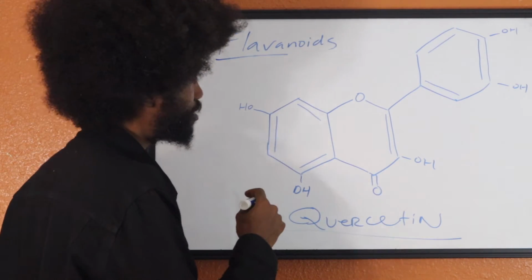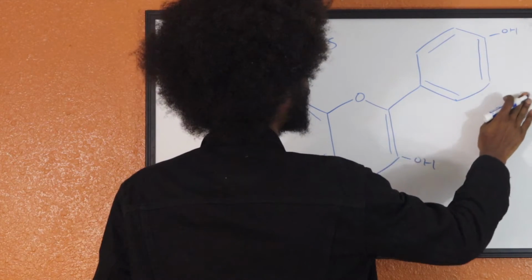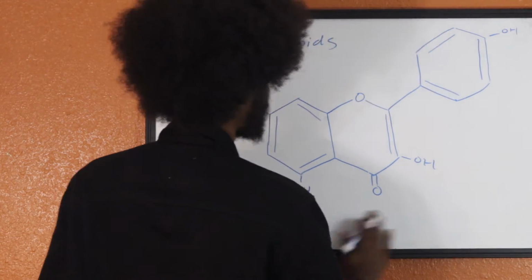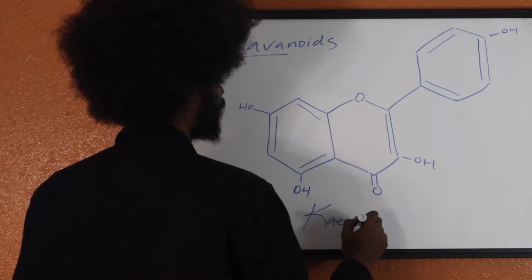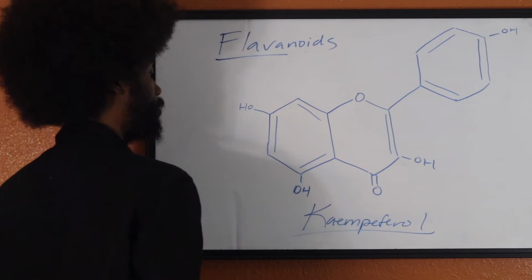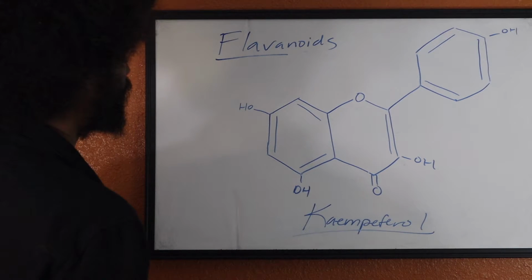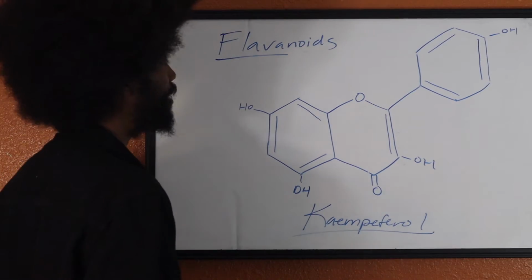So in this case, if I remove this OH, that's all I got to do. Then guess what? It goes from quercetin to camphorol. All right, that's all.